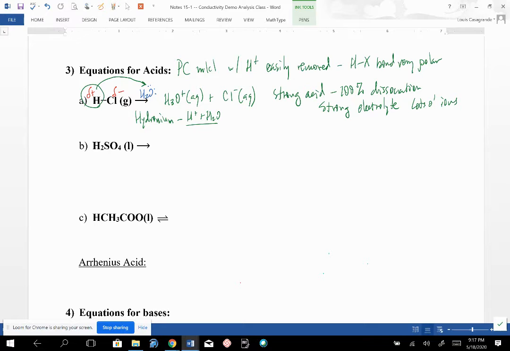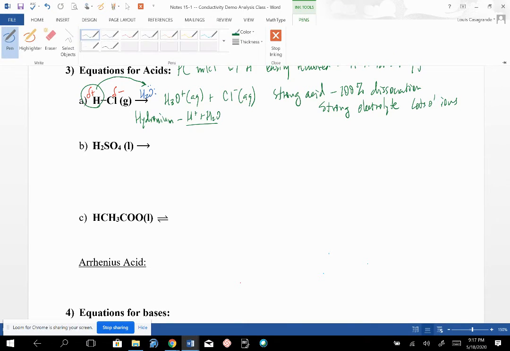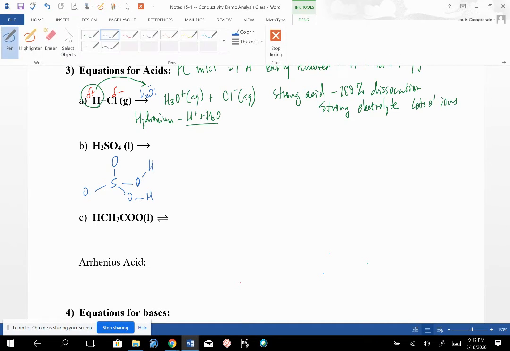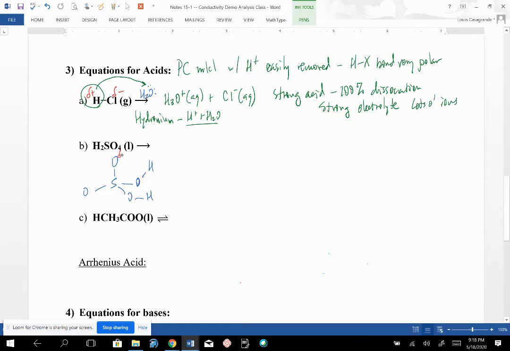So sulfuric acid, let me write the structure for sulfuric acid to remind you rather than having to go back. Sulfuric acid has that sulfur surrounded by 4 tetrahedral oxygen atoms, and 2 of those oxygen atoms actually have hydrogen atoms bonded to them. So when we write H2SO4, the H's are not on the sulfur, but they're on the oxygens. If we put in our partial charges, partial negative on the oxygens, partial positive on the sulfur, and partial positives on that hydrogen.